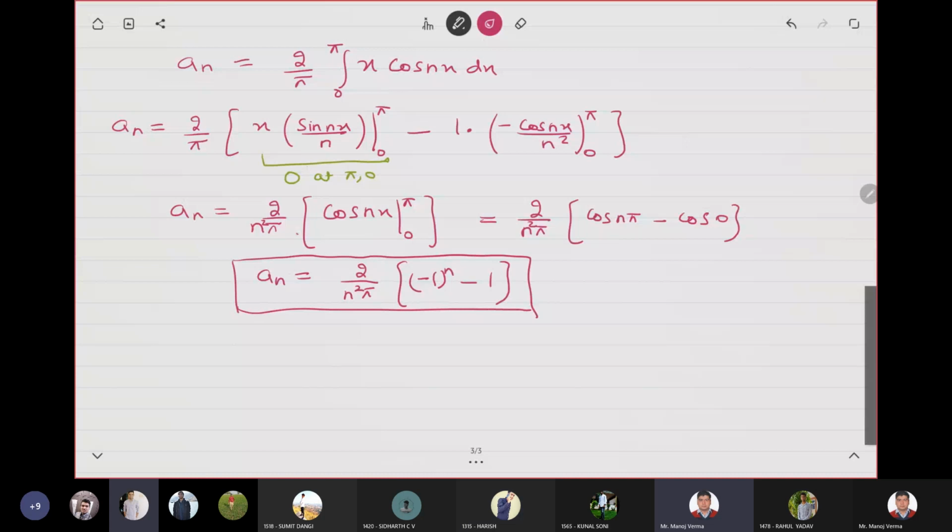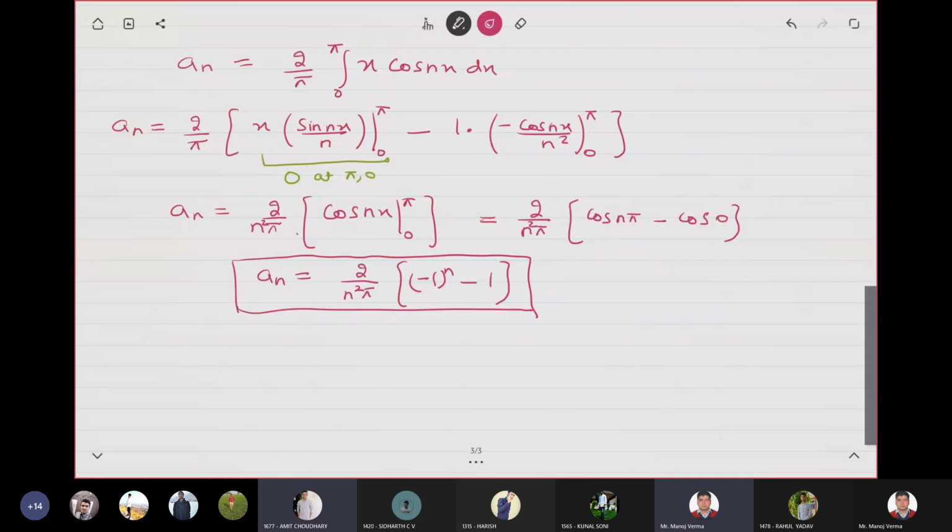Hello, sir. Yes, boliye. Sir, whenever we are applying the identity to change x into minus x and dx into minus dx, the sign of both values of the intervals is changed. Yes.